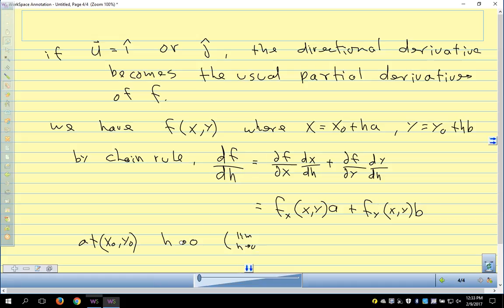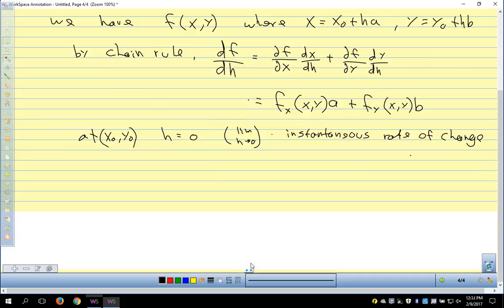Okay, so we're going to say h equals 0 at the point x0, y0. We're taking the limit as h approaches 0, so xy is getting closer and closer to x0, y0. This is the instantaneous rate of change. Our directional derivative becomes df/dh, the rate of change with respect to h.